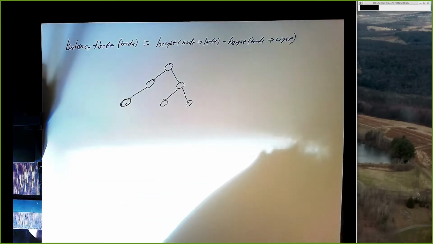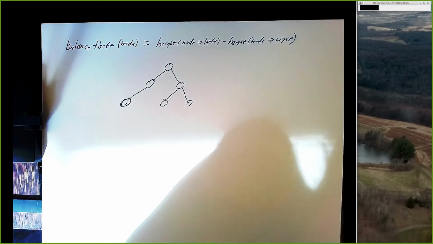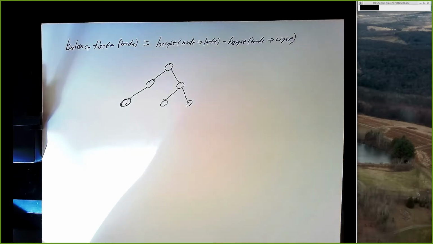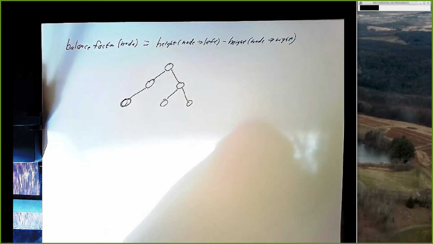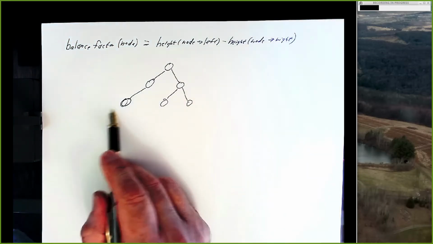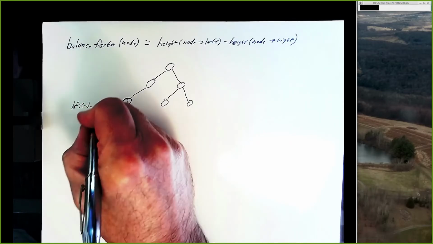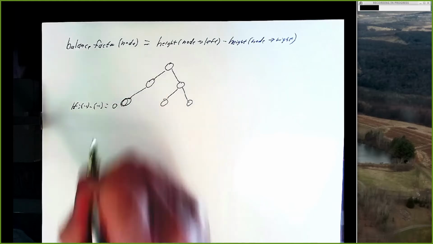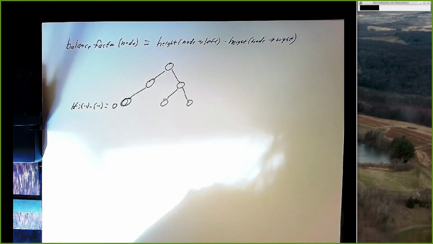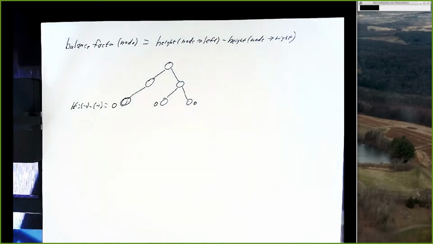So what do you think the balance factor of this node would be? Would it be 0 because the height of the left subtree and the height of the right subtree are exactly the same? You got it. So the left and right subtrees of this node are null. Null trees have a height of -1. So the balance factor is -1 minus -1, which is just 0. And the same thing is going to be true here and here also.